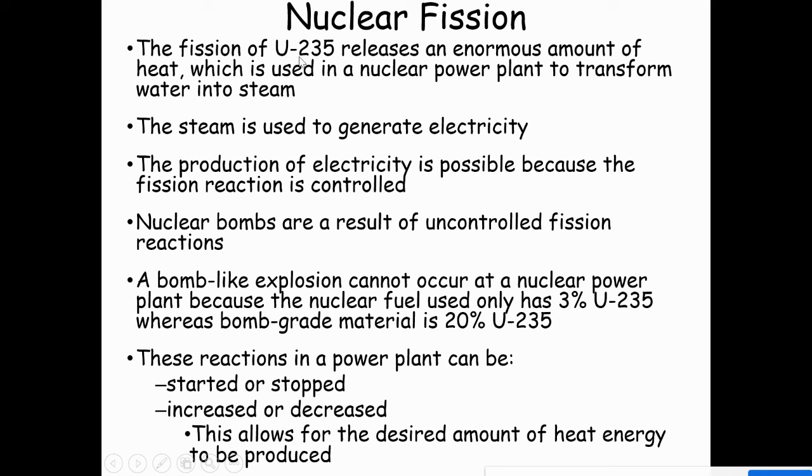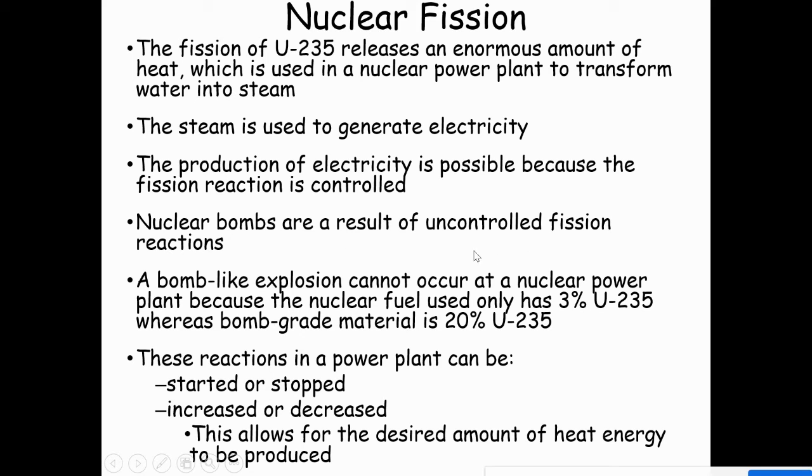Okay, so the fission of uranium-235, like I said, releases a lot of energy in the form of heat, which is going to be used in the power plant to transform water into steam. And then that steam is used to generate electricity. And like I said, this is possible because that fission reaction is controlled with those neutrons being sent out and then collected. So nuclear bombs are going to be a result of uncontrolled fission.